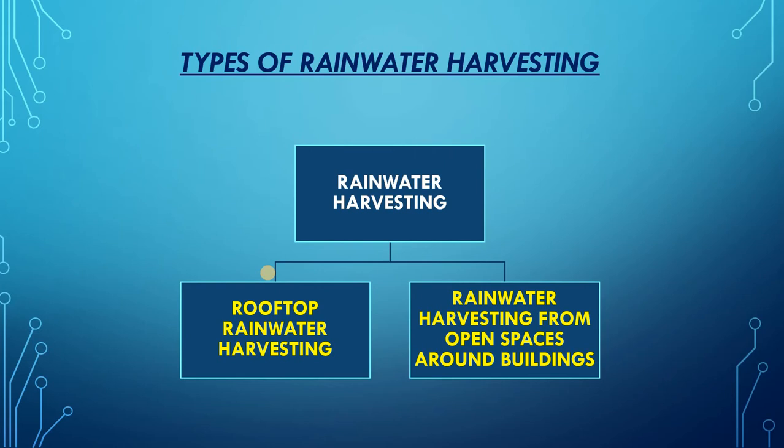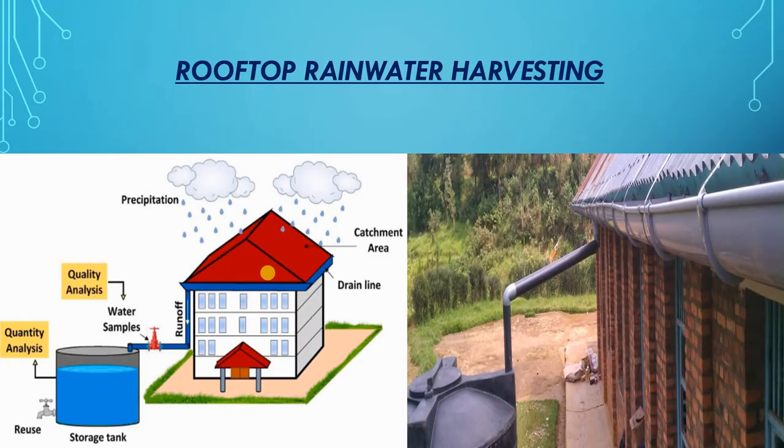As I said, there are two ways of rainwater harvesting. Number one is rooftop rainwater harvesting. Number two is rainwater harvesting from open spaces around buildings. Now, first we will be learning about rooftop rainwater harvesting.